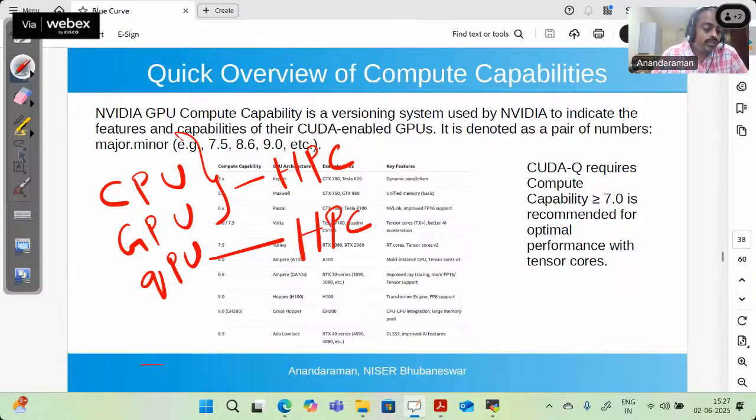For CUDA-Q, it is supported only with some graphics cards, not older graphics cards. NVIDIA gives a number for each GPU, called the compute capability. So to run CUDA-Q, you need a compute capability of at least 7 plus.